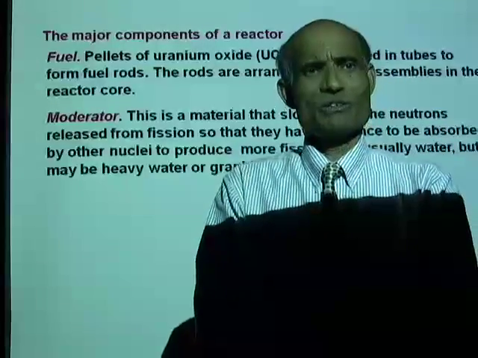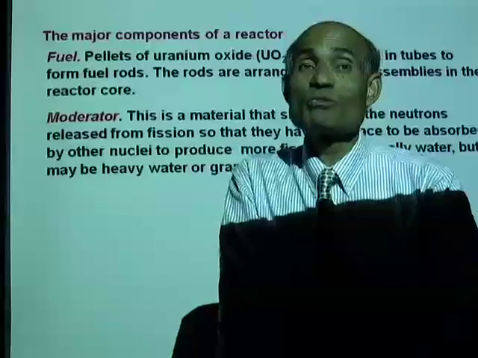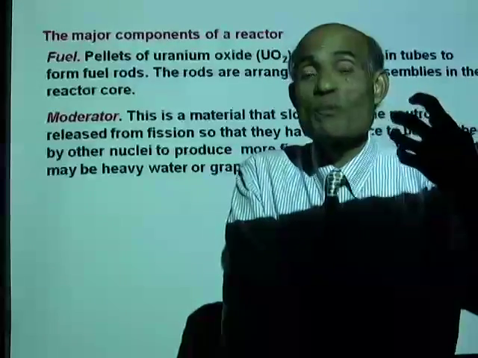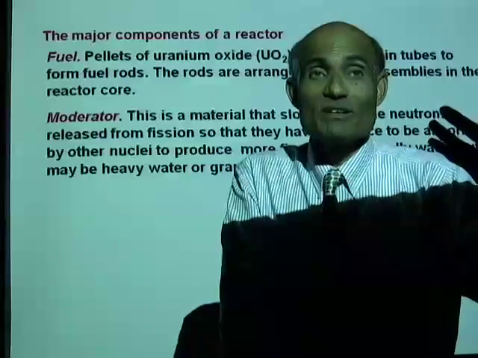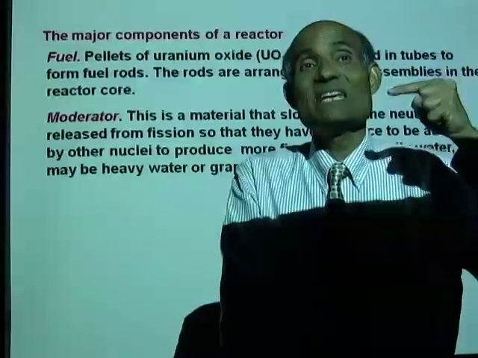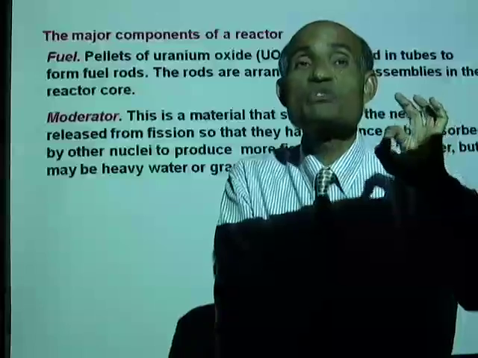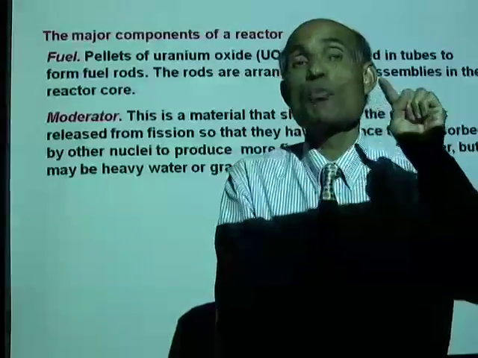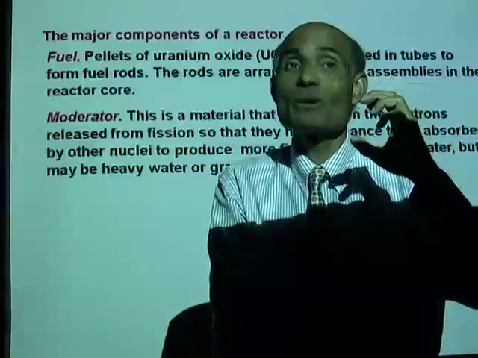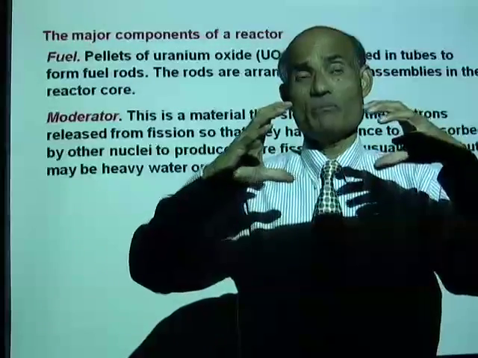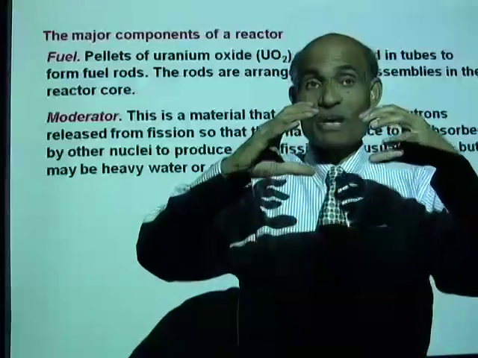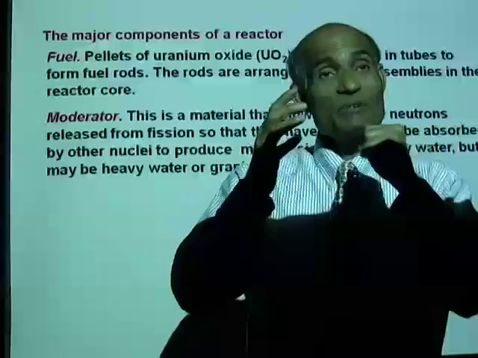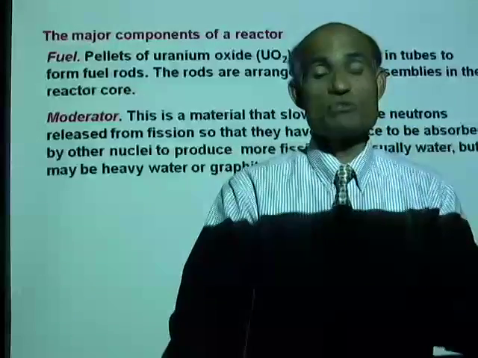What is heavy water? Well, normal water is H2O. Heavy water, instead of the normal hydrogen, you have the isotope of hydrogen, which is deuterium. That is one proton and one neutron. That is deuterium. So the water made of a combination of deuterium and oxygen is heavy water. And the heavy water is very effective in slowing down neutrons.